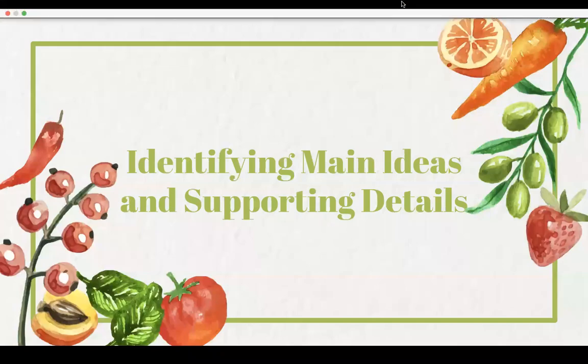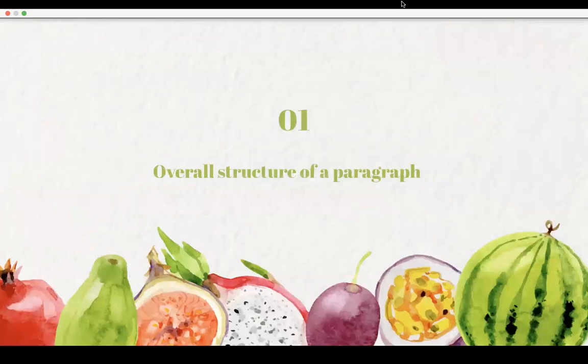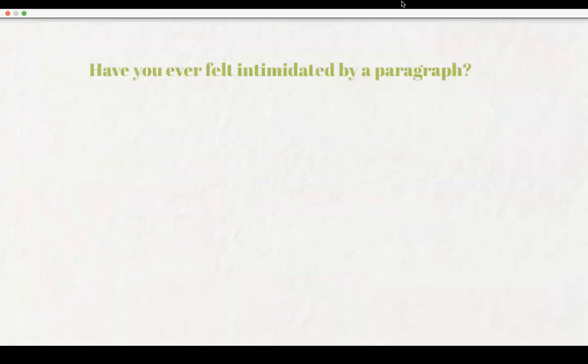Good morning, everyone. Today we'll be looking at how to identify main ideas and supporting details. So first of all, let's start with the overall structure of a paragraph. And then we move on to main idea, supporting details, and finally concluding sentence. Now let's start with the overall structure of a paragraph.